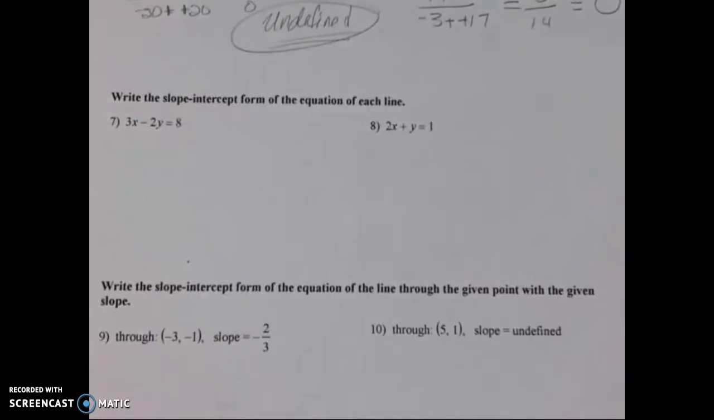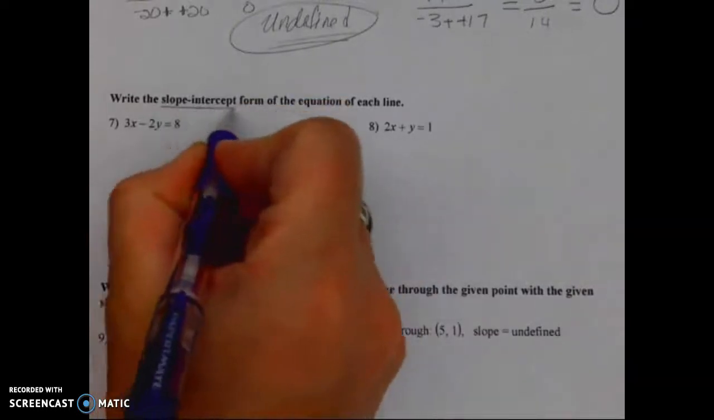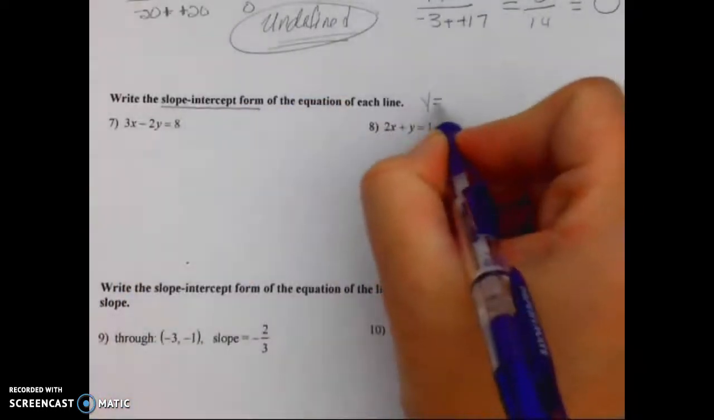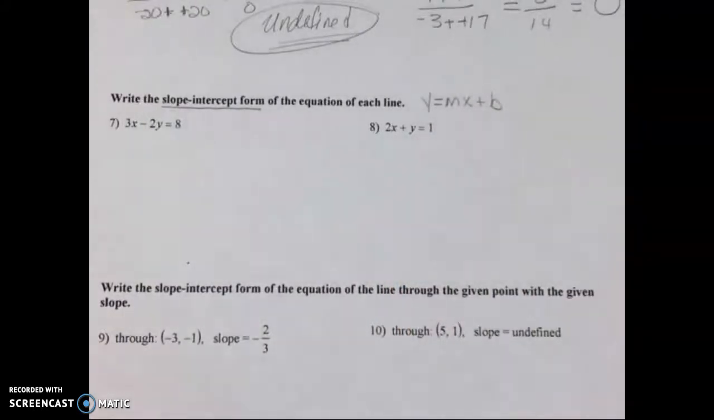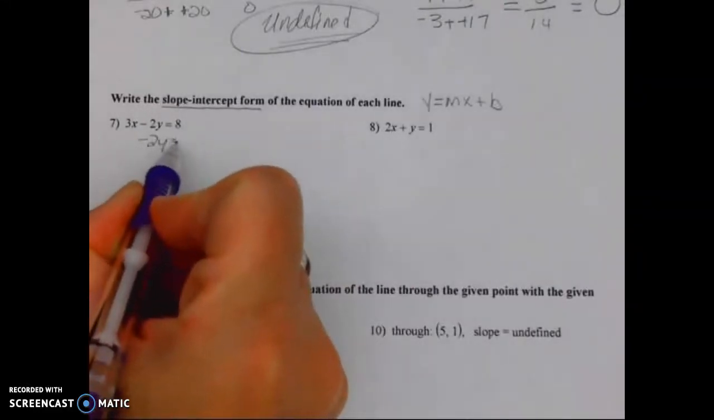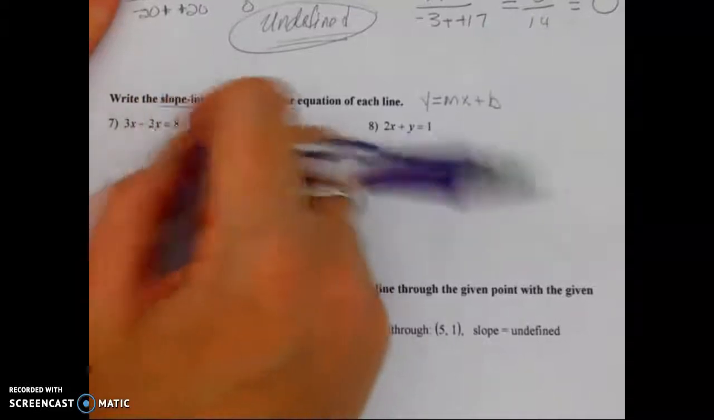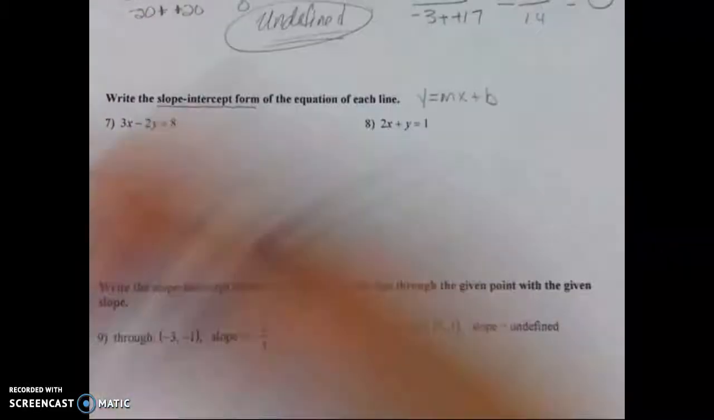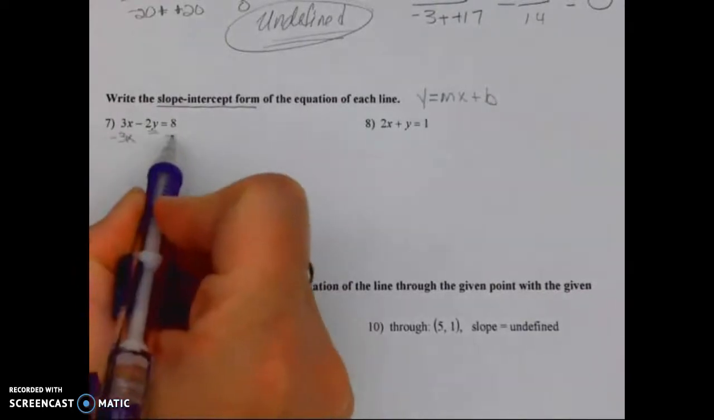Okay. Write the slope-intercept form of the equation of a line. This is written in the right order. Slope-intercept form is y equals mx plus b. We're going to solve this equation for y. When you do that, you get -2y equals, subtract. I'll go back and show this step. Solving for y, so subtract 3x from both sides. There we go.